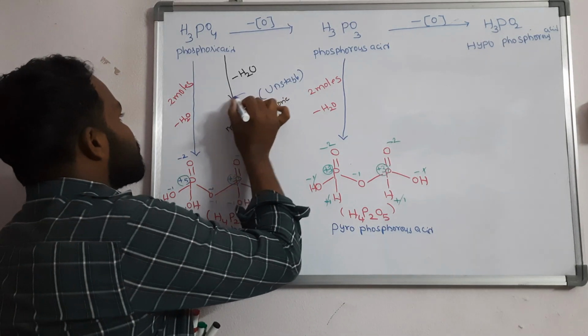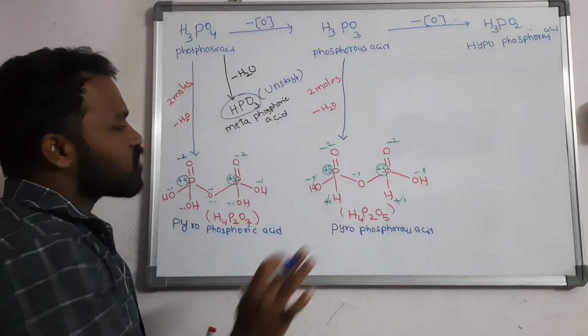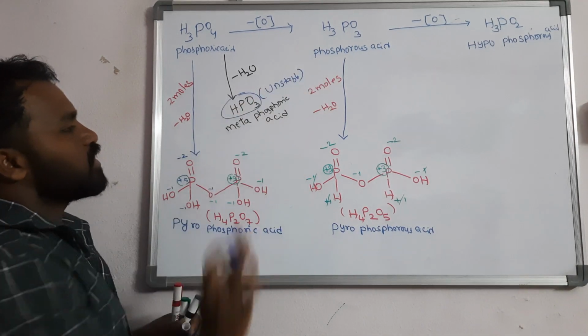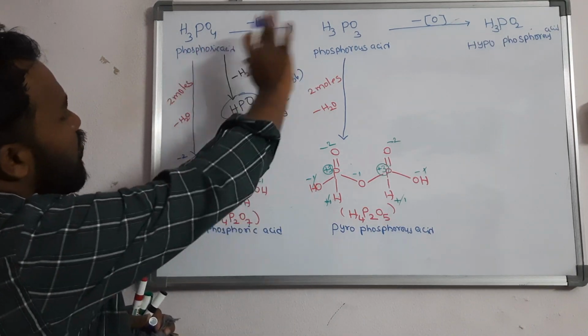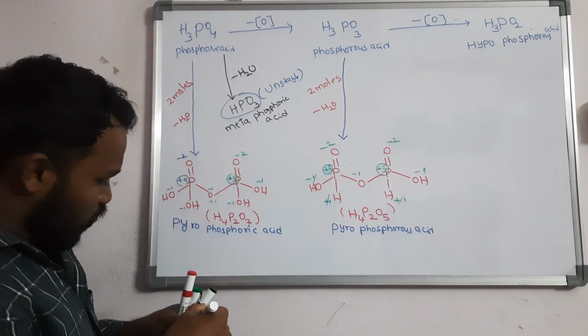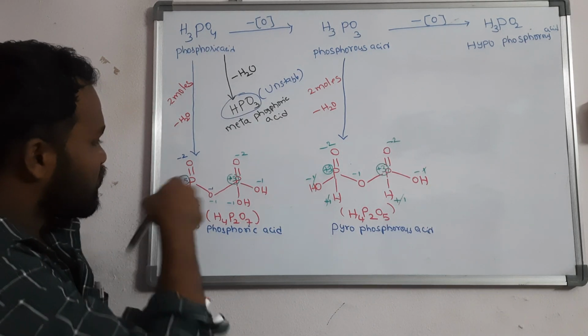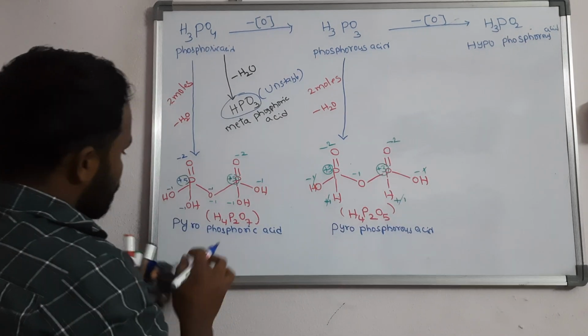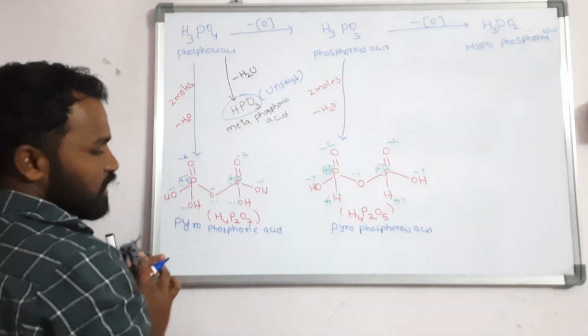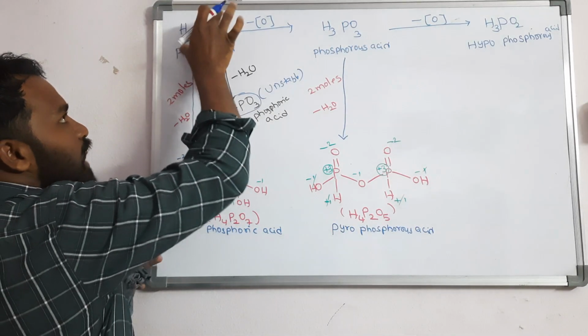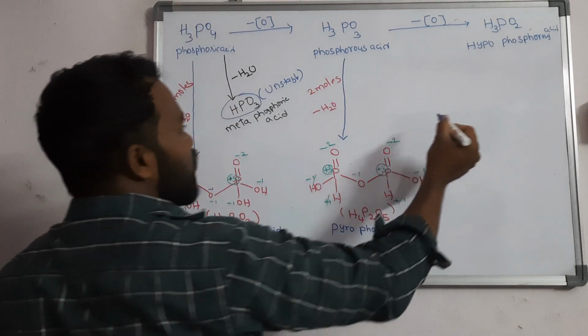I will explain that as a separate concept after this topic. So HPO3, right? After discussing this, I am going to discuss one more concept for the same H4P2O7. Next, if you add H3PO4, what is the structure? Already you know that, right?